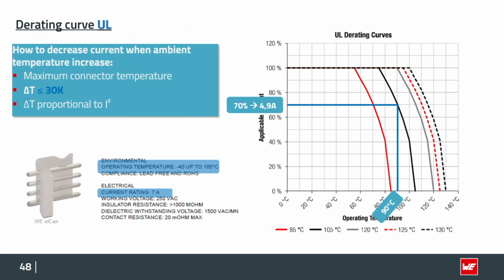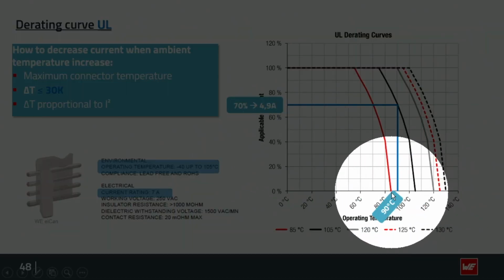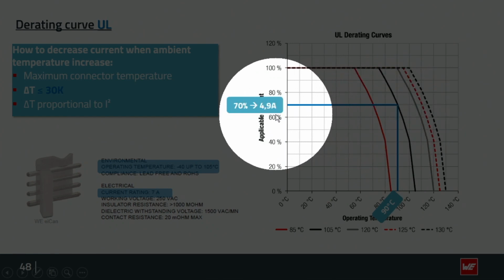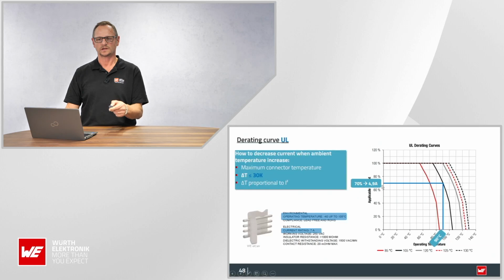So if we look at this, the maximum temperature of the component is 105 degrees. So you have to deduct 30 Kelvin of that. So you will end up in this area for a surrounding of 90 degrees. Then you can use this up to a maximum of 70%, which is 4.9 amperes for this type of connector.